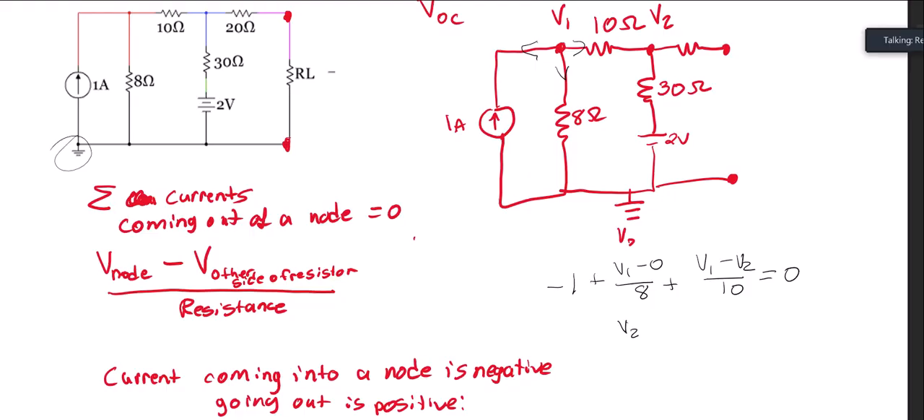So now I'm doing it for V2, and I want all the currents coming out. There's only 2 of them. So (V2 minus V1)/10 plus V2 minus, now right on the other side of the resistor, the voltage is going to be 2, because at the bottom it's ground, that's 0, and then I have a voltage source, and the positive side is going to be 2 higher than the negative side, and it's 2 volts, so it would be 2 right there. So this will be (V2 minus 2)/30 equals 0.